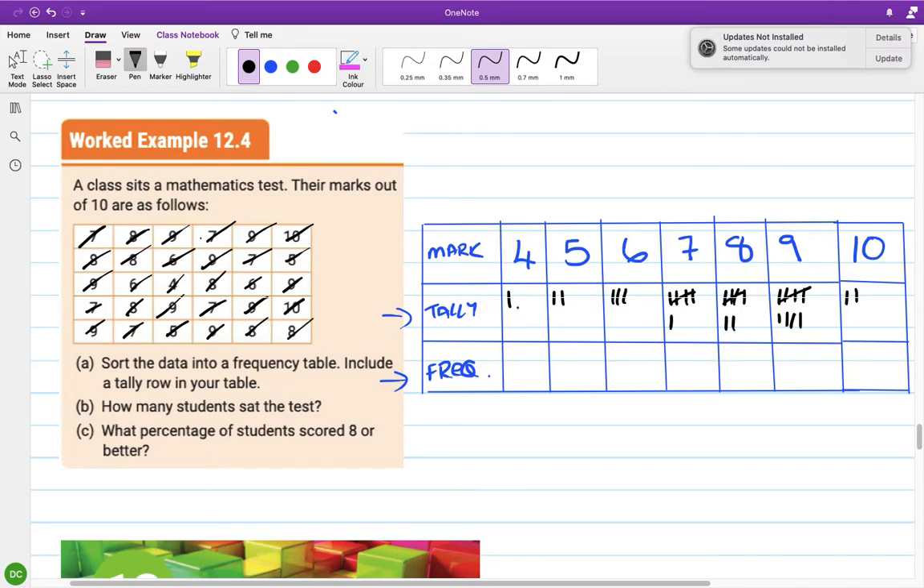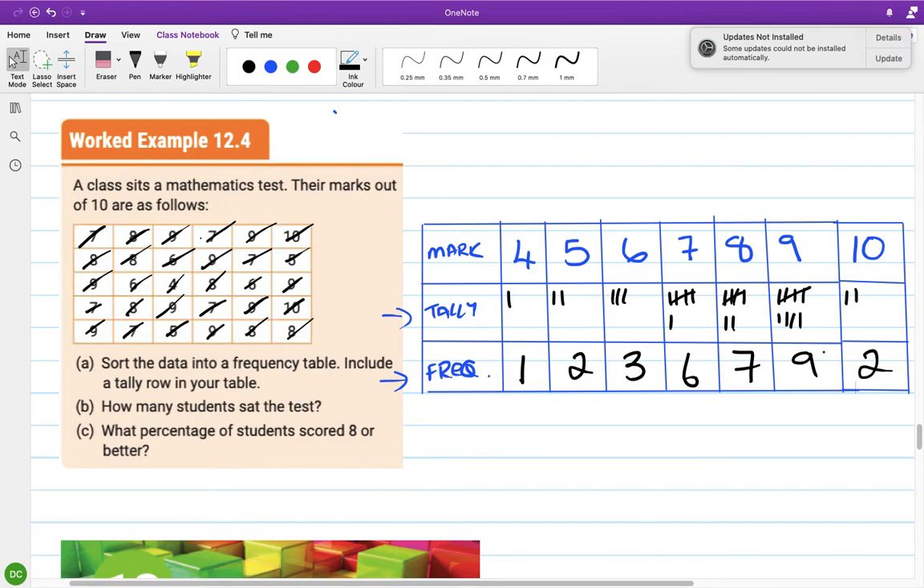Okay, and then you just count the tally. So there's only 1 four, 2 fives, 3 sixes, a 5 and a 1 makes 6, a 5 and a 2 is 7, 5, 6, 7, 8, 9 nines, and 2 tens. Okay, and then I think it's always a good idea to check that you haven't missed anyone or added anyone.